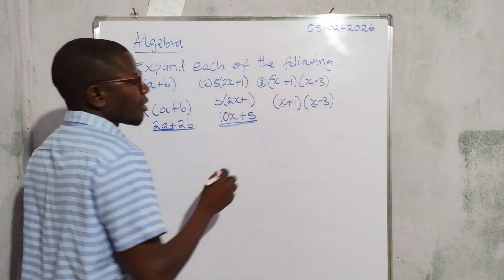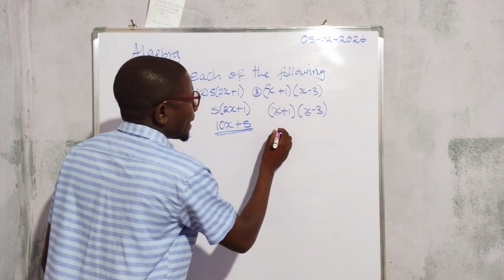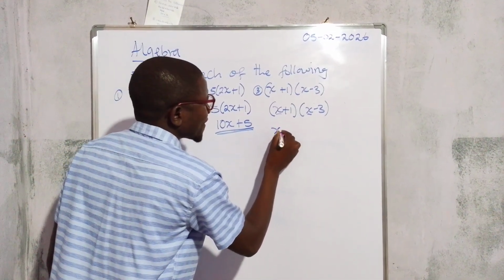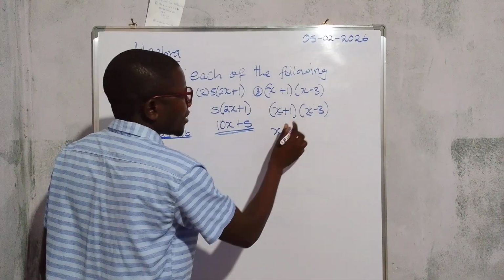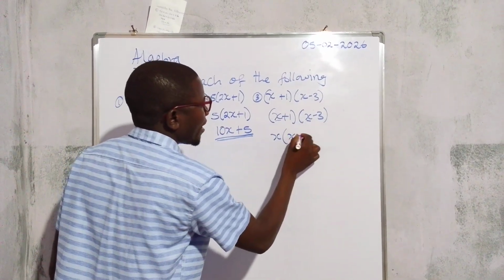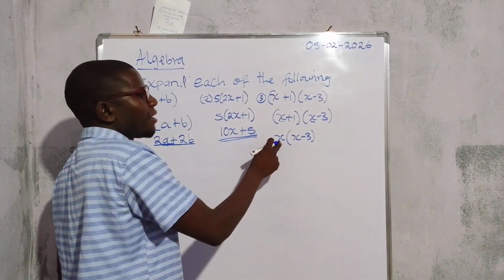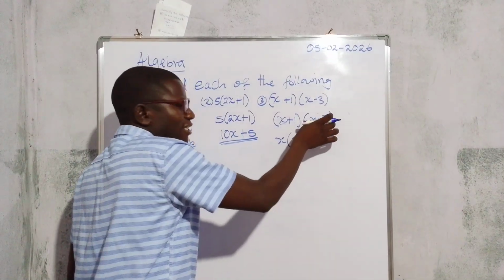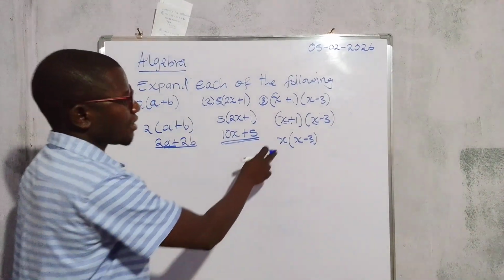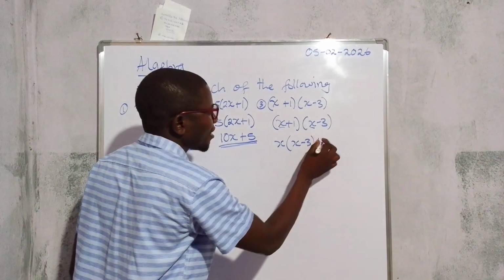So we are going to say x, this one, x minus 3, because we want to multiply this x by everything inside the second bracket. So we'll write it like that, plus. This plus, we'll write it there, plus 1.